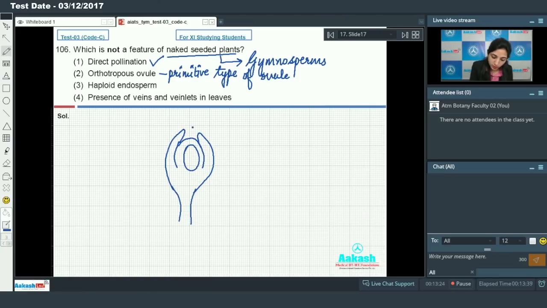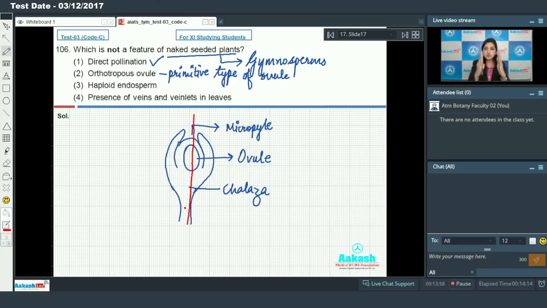What is an orthotropous ovule? In which the micropyle, body of the ovule, and chalazal end lie in a single straight line. Micropyle, ovule and chalaza lie in a straight line. These types of ovules are also found in some of the primitive angiosperms. So orthotropous ovule is a feature which is associated with gymnosperms.